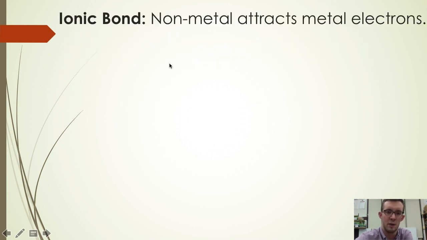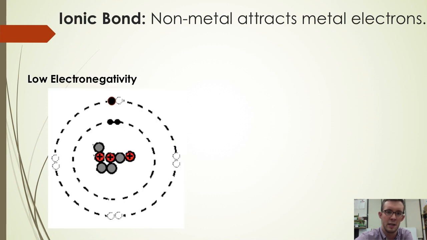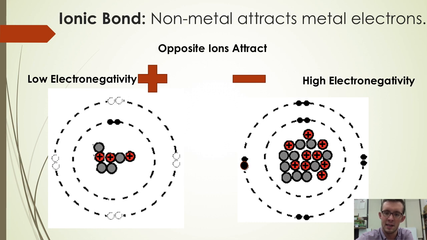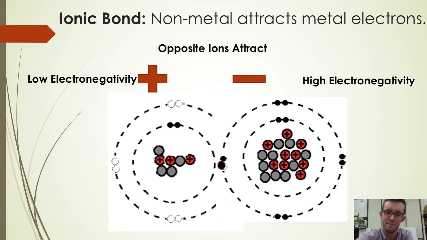So for instance, we learned about ionic bonds, which occur when nonmetals attract electrons away from metals. For instance, fluorine, which has a high electronegativity, can attract a valence electron from lithium, which has a low electronegativity and a loose valence electron. And in the process of an ionic bond being formed, the metal becomes a positive ion, the nonmetal becomes a negative ion, and these opposite ions attract to each other.